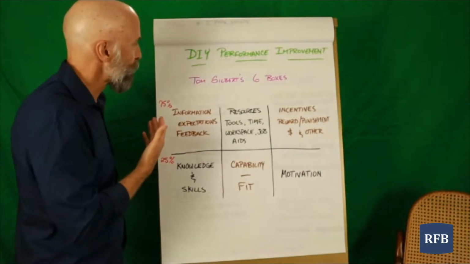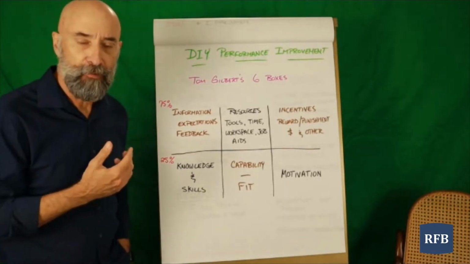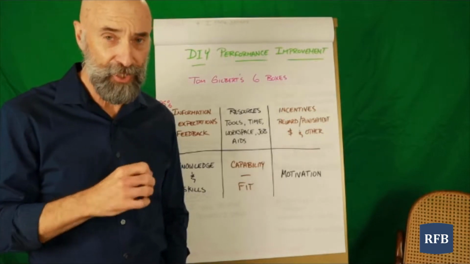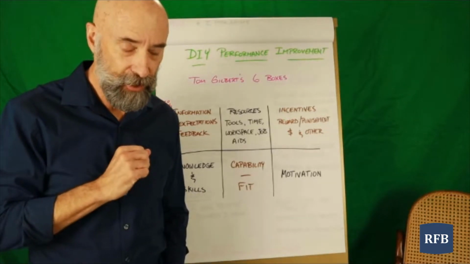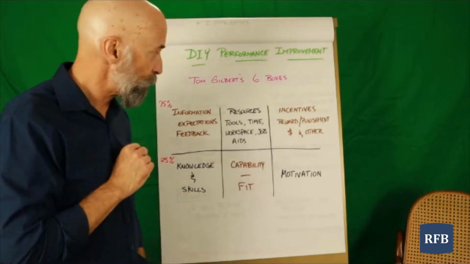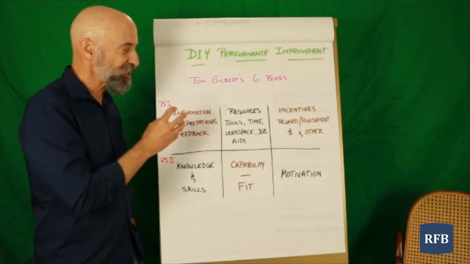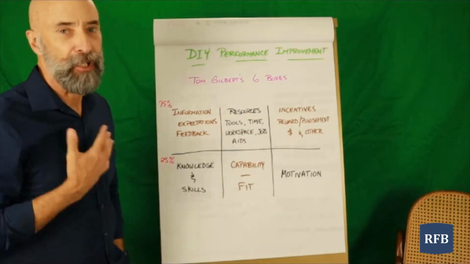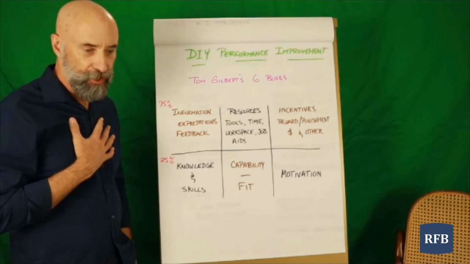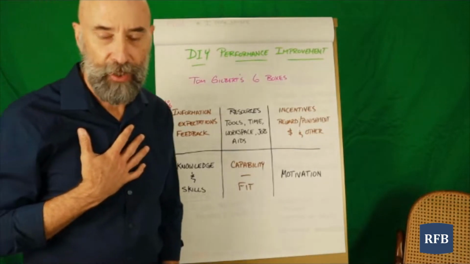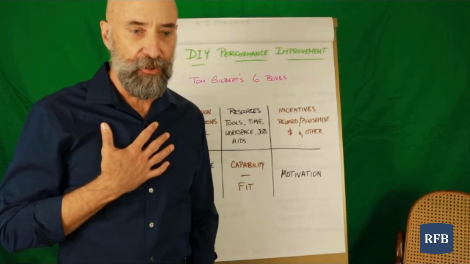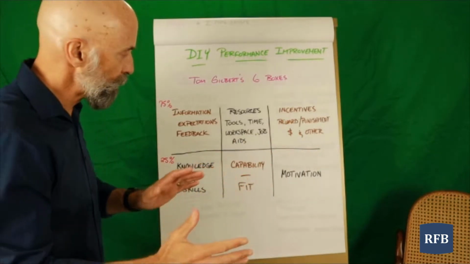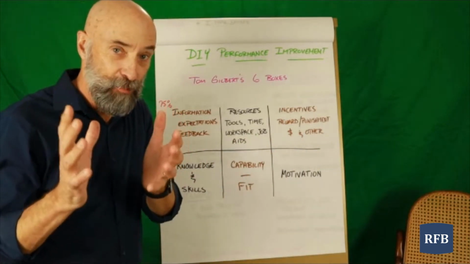The lens that we're going to use comes from a gentleman by the name of Tom Gilbert. Tom wrote Human Competence, Engineering Worthy Performance. It is a stellar read. And what Tom outlined were 6 different variables that are required for anybody to do the job. So as you're looking at the work that you want to get better at, and you think, I need to improve in this particular way, then what you need to look at is that particular performance system.